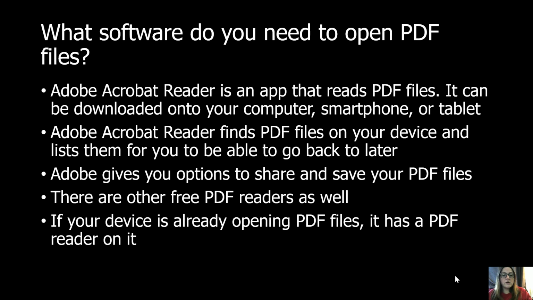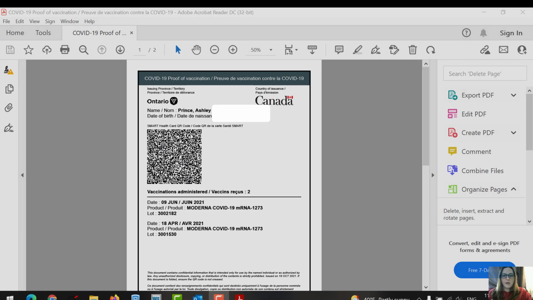If your device is already opening PDF files, it means it has a PDF reader on it, so you don't have to go back and download it. If you click on a PDF file and it opens up, then you're good to go and it's working as it should. And this here is an example of a PDF file.